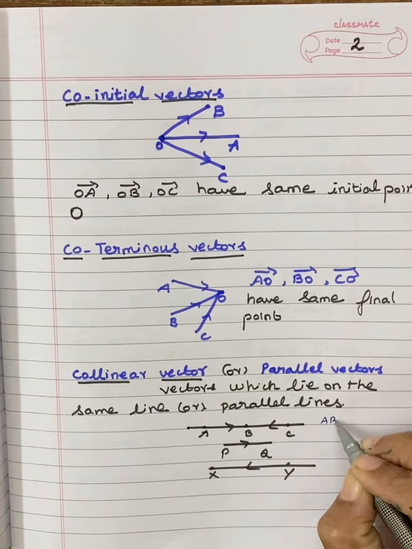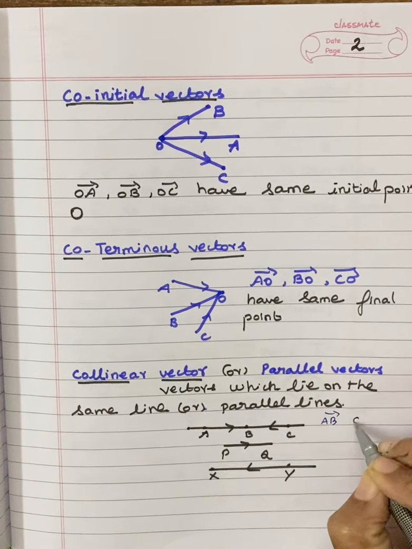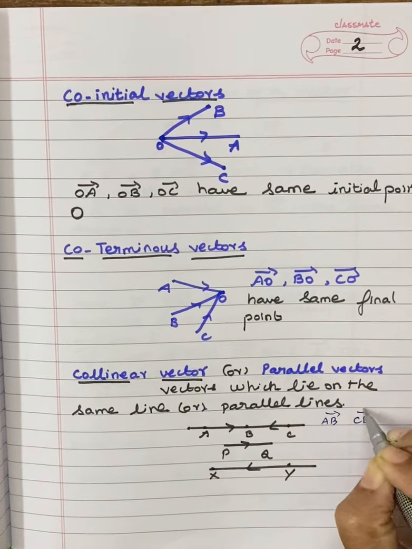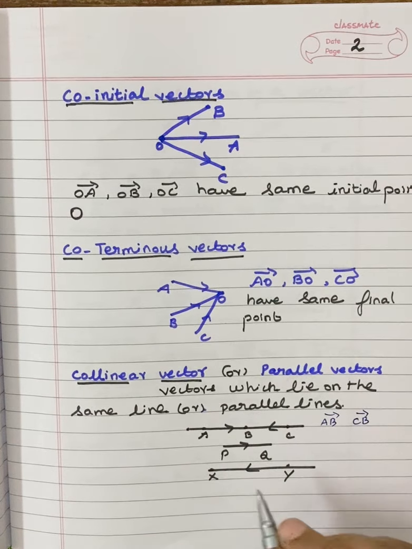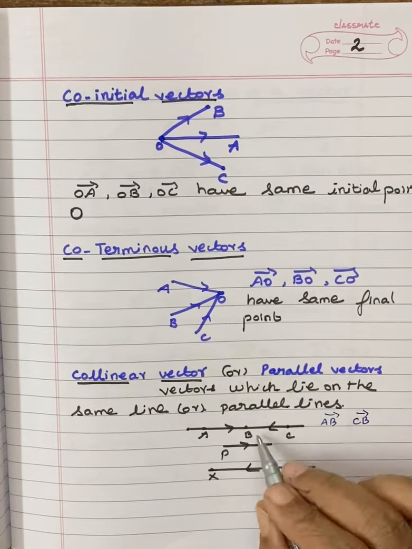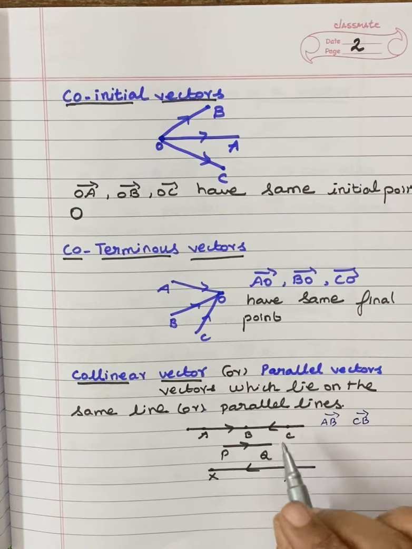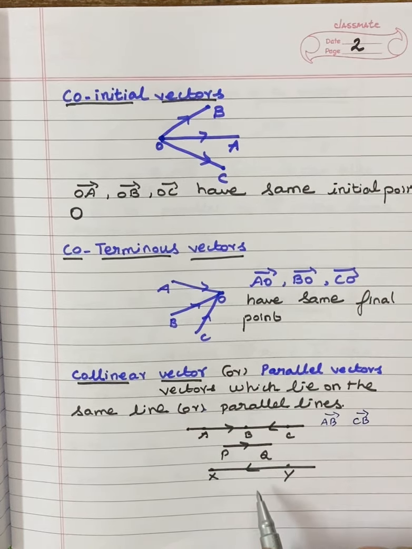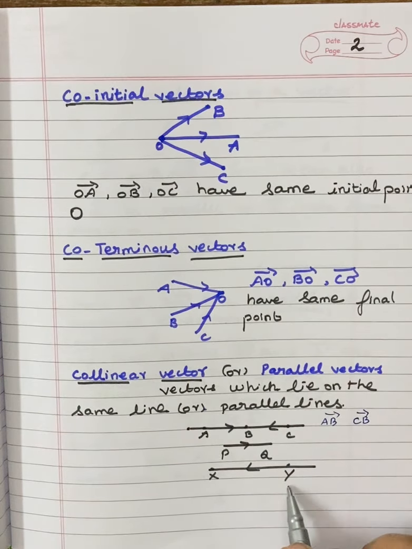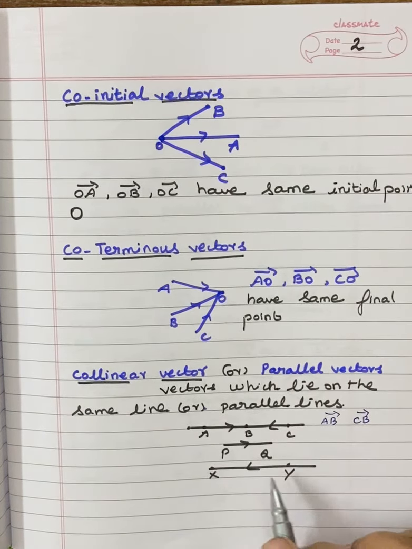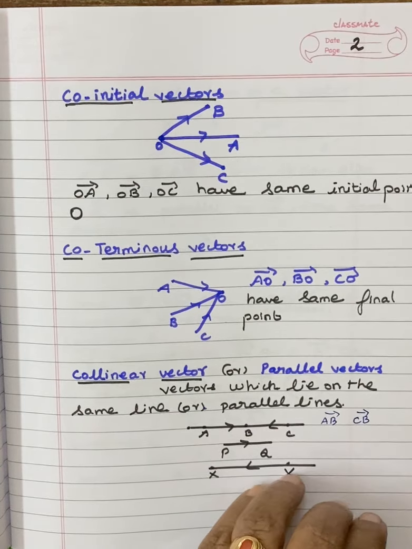AB vector, CB vector are collinear vectors. PQ vector is parallel to AB vector. In vectors, they are also called collinear vectors. YX vector. Y is the starting point, X is the final point. So YX vector is parallel to CB vector. So all these vectors are called collinear vectors or parallel vectors.